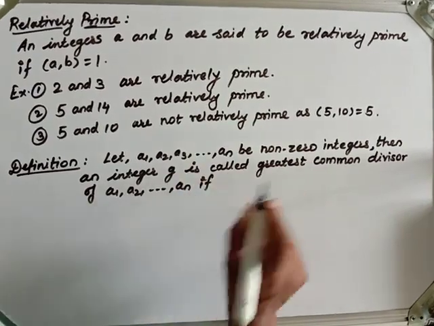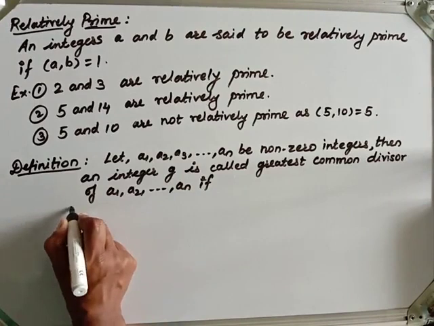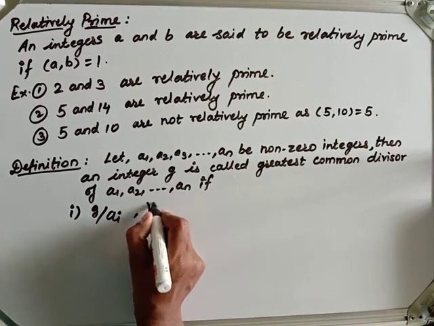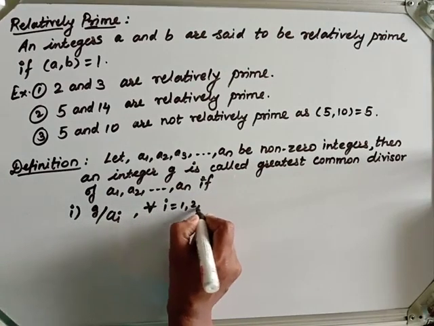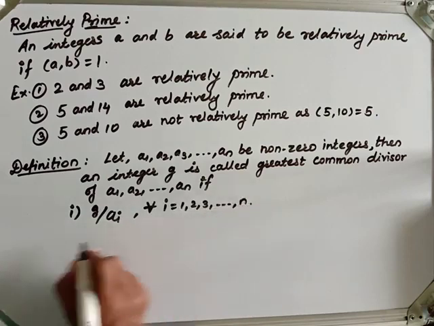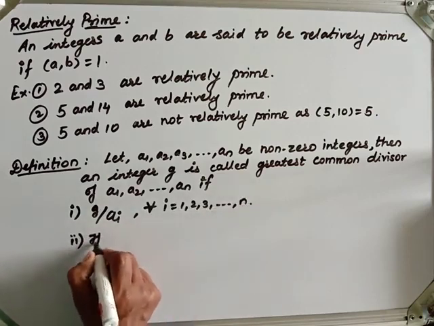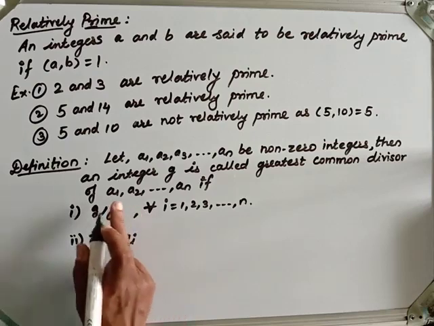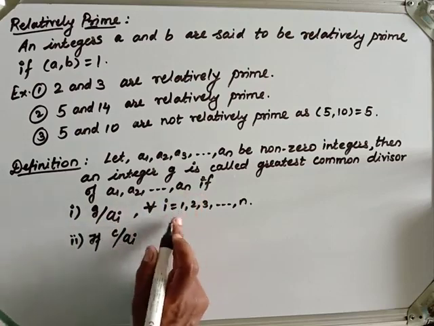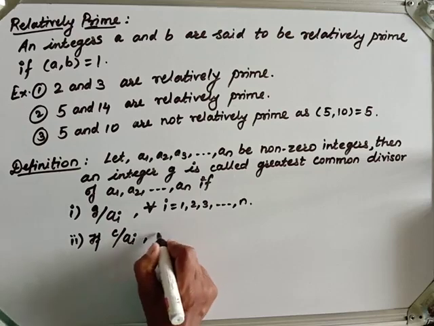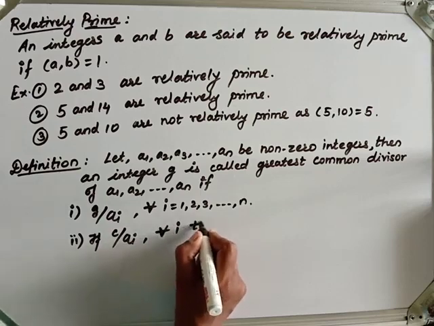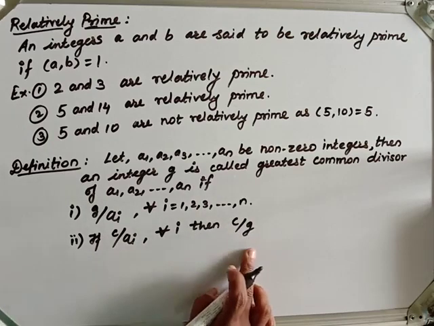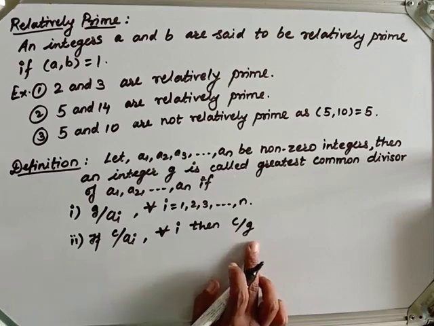if the first condition is that G should divide each Ai for all i from 1, 2, 3 up to N. So G must be a common divisor. And the second condition: if C divides Ai for all i, meaning C is any common divisor of A1, A2 up to AN, then C must divide G.